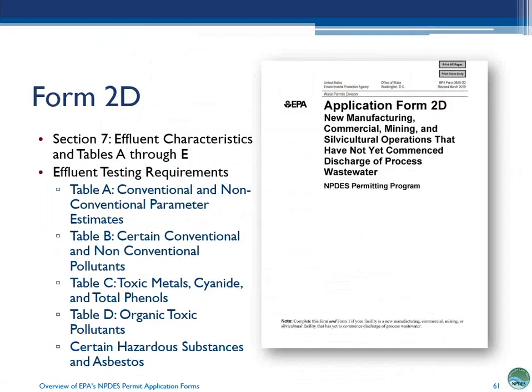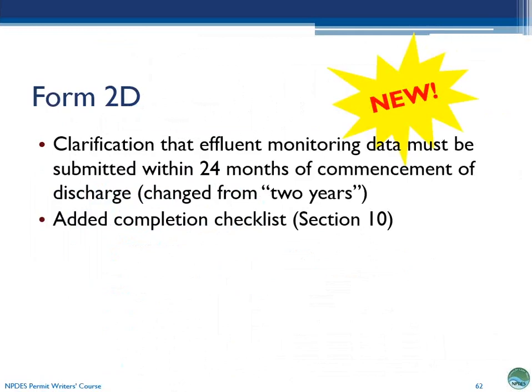Note that no later than 24 months after discharges commence, the applicant must complete and submit quantitative data for the pollutants and parameters in tables A through E. However, applicants need not report results for tests they have already performed and reported under the discharge monitoring requirements of their NPDES permit. Remember to review the instructions for additional details prior to completing the tables.